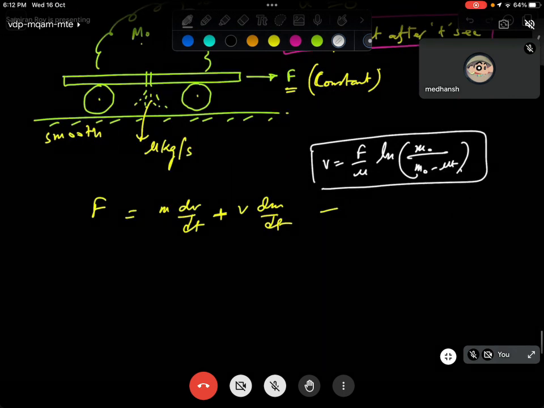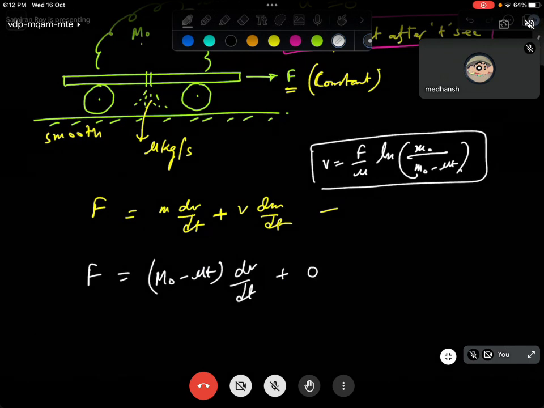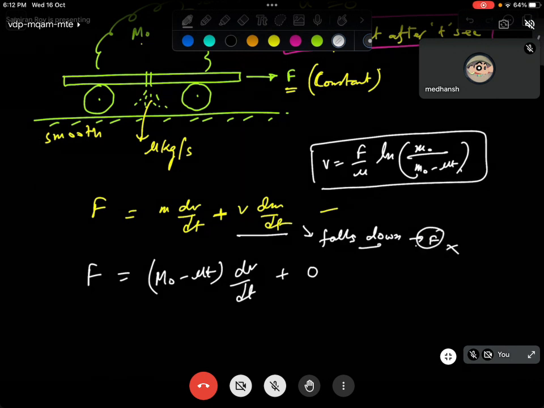So F equal to m will be what? M naught minus mu t at any time. Mass is m naught minus mu t into dv by dt plus 0. Sir, why are you taking this 0? Because this falls down, correct? So when it falls down, do I need to apply a force on this? No. So what will it do? It will provide some thrust force in the forward direction, I can say. Okay.